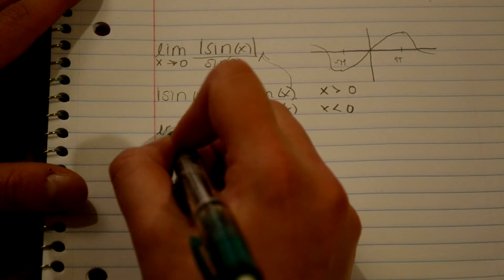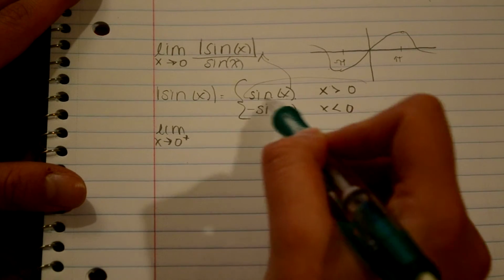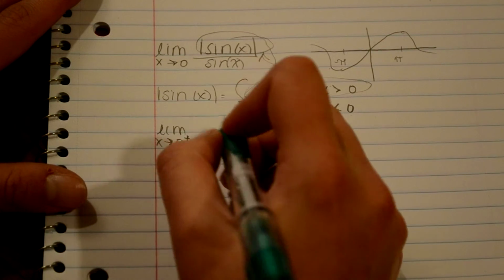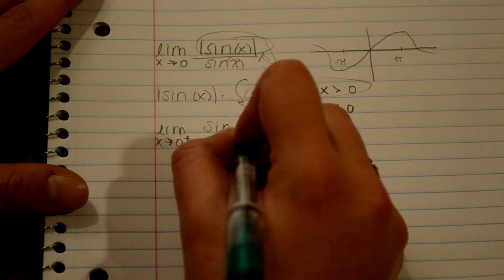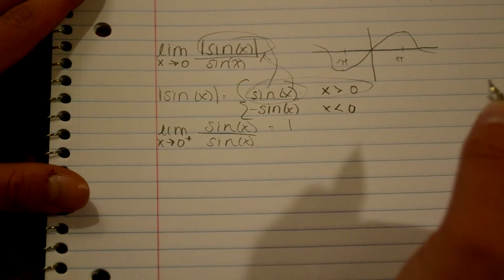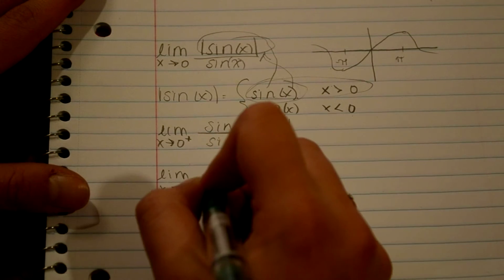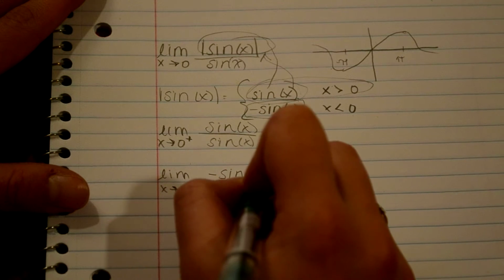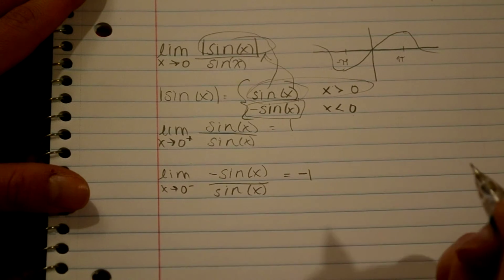So we'll evaluate limit as x approaches 0 from the right. So we'll be using this top one, and we'll plug this into this numerator. So limit as x approaches 0 from the right of sine x over sine x, which will just equal 1. So to evaluate the other side, limit as x approaches 0 from the left of, now we'll plug in this negative sine x over sine x, which will give us negative 1.